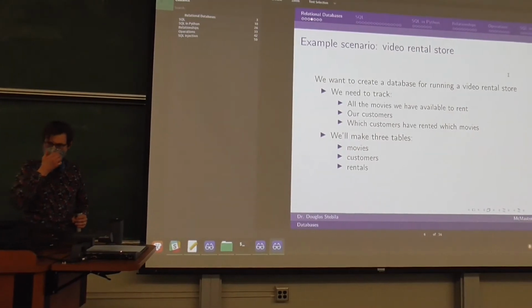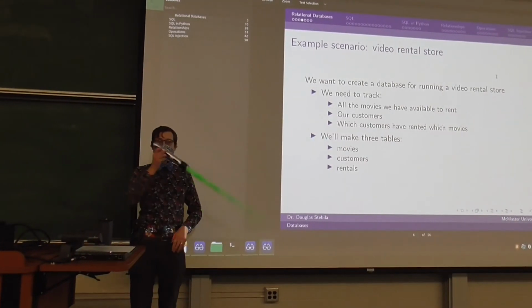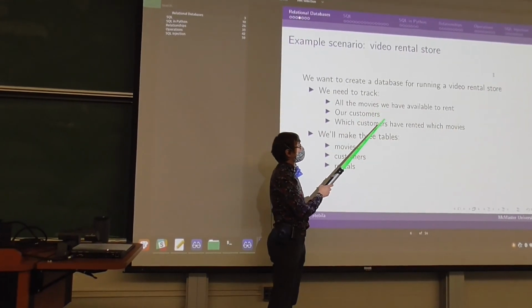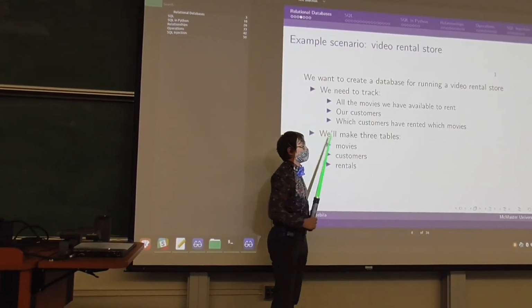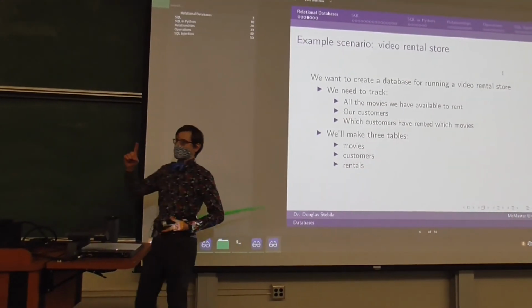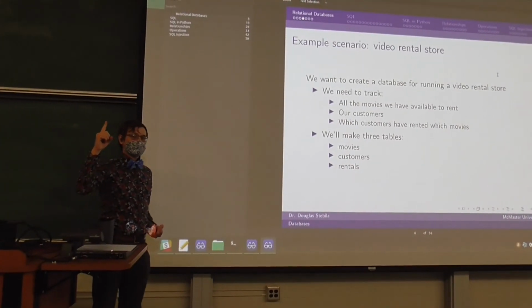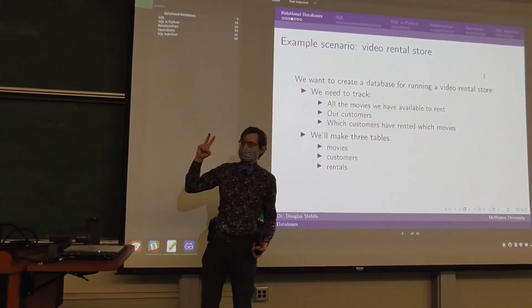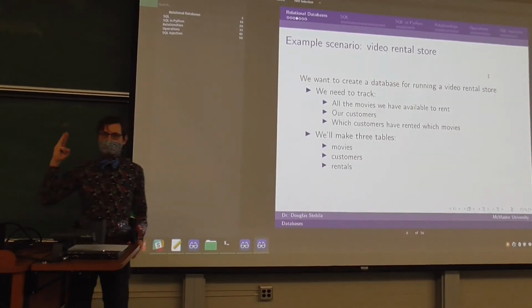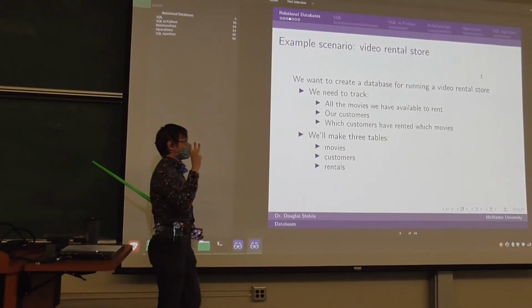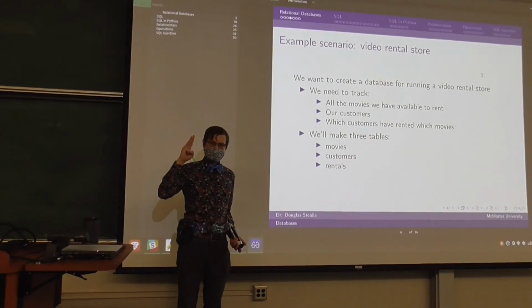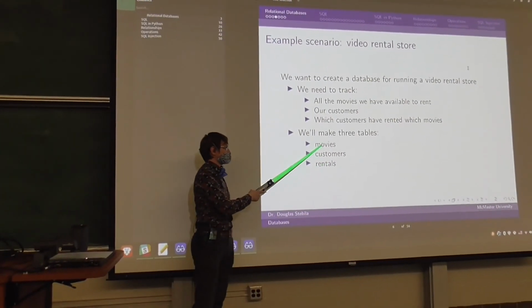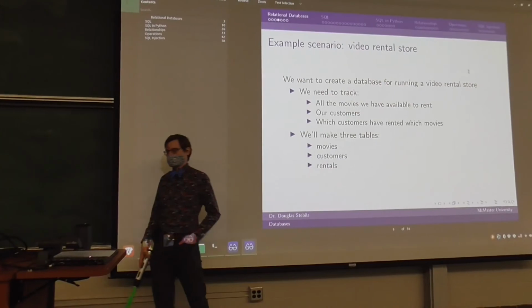So, let's have an example scenario. Let's say we wish to create a database for running a video rental store. We need to keep track of, number one, the movies that we have available to rent. Number two, our list of customers who rent movies. Number three, a list of which customers have rented which movies. Three tables: movies, customers, and rentals.